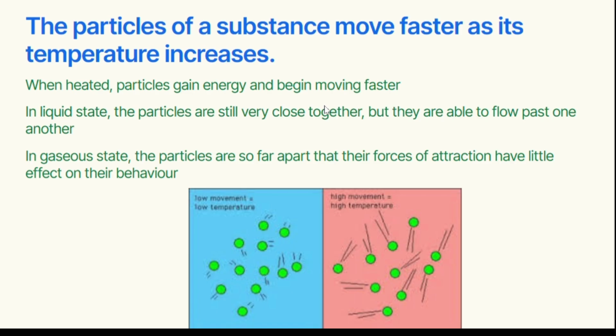The fourth one: the particles of a substance move faster as its temperature increases. When particles are heated, they gain energy and move faster. That's how each state can change. That's how you can change from a solid to liquid and liquid to gas, and then go back from a gas to liquid and then liquid to solid. It's because of how fast or slow the particles are moving.